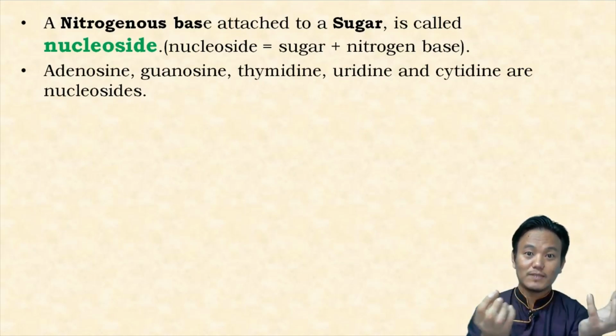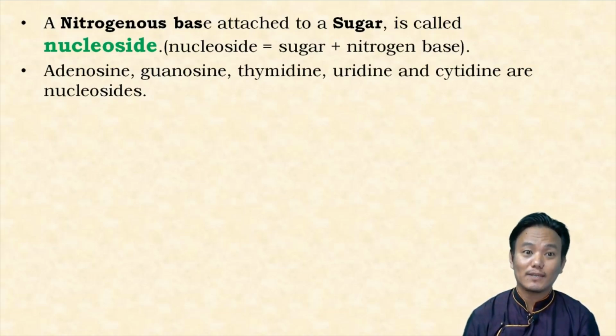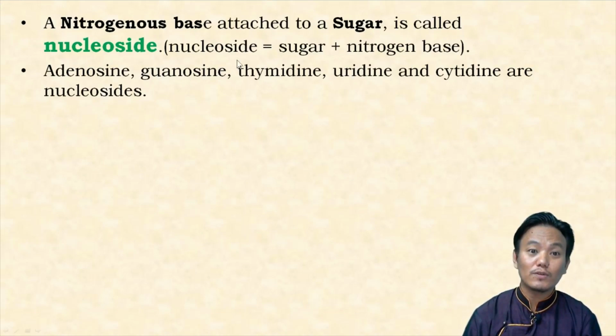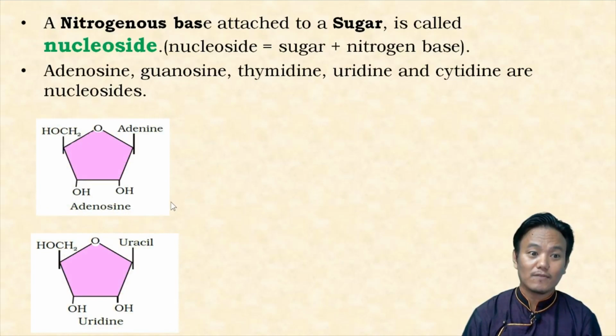A nitrogenous base attached to a sugar, the structure is called a nucleoside. So nucleoside is equal to a sugar plus a nitrogenous base. So we have nucleosides like adenosine, guanosine, thymidine, uridine and cytidine. So these are all nucleosides, right? In your textbook these two diagrams are given.